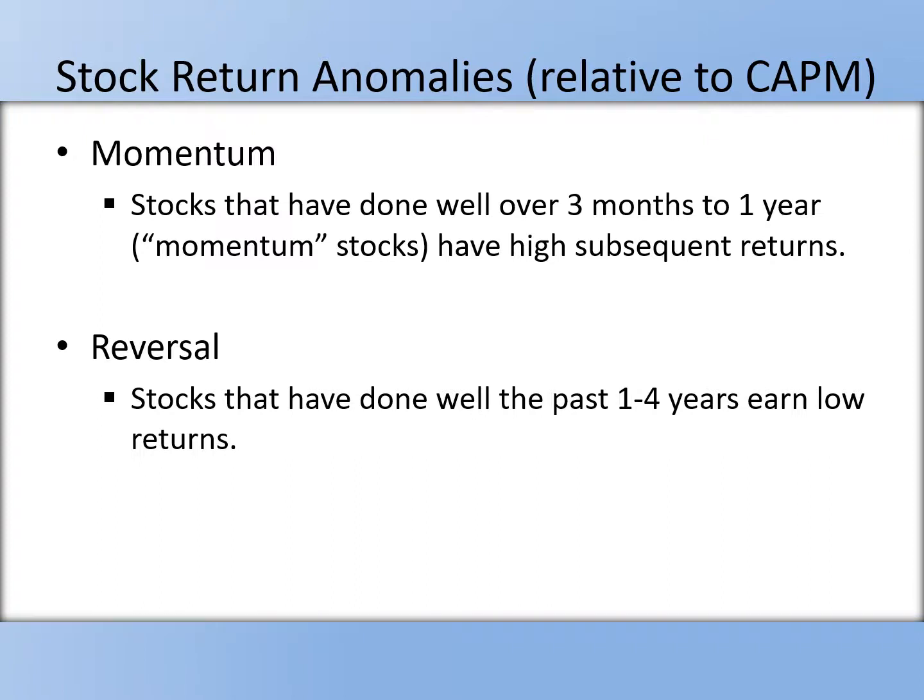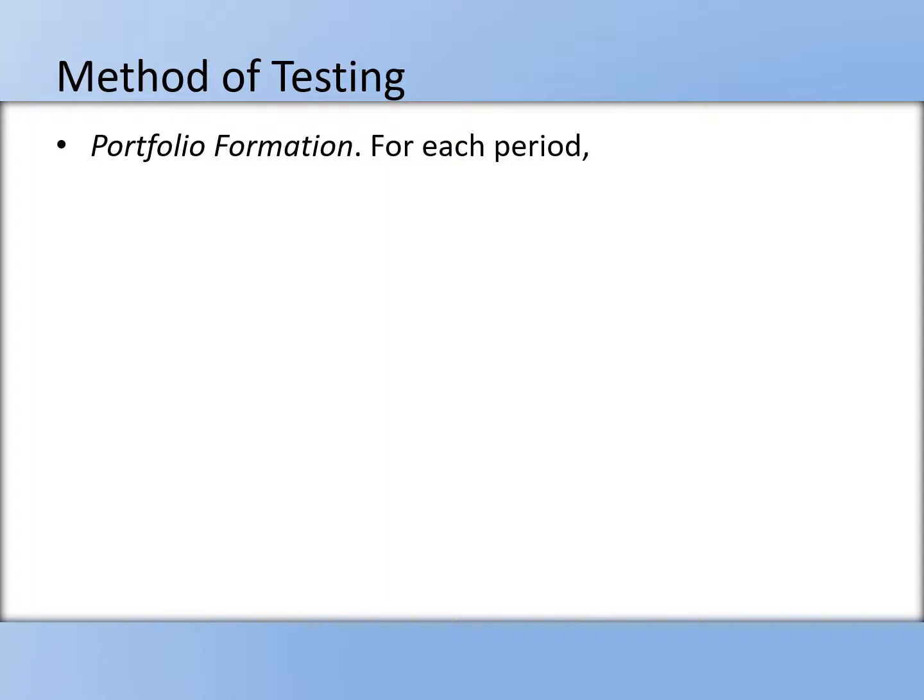Following momentum is reversal. Stocks that have done well in the past 1 to 4 years tend to earn low returns. So if a stock has been doing well recently, it tends to keep doing well for a while, then it goes back down, right? So how do you see this? Now what we're going to see is a completely different method of testing financial anomalies relative to what we have seen just now.